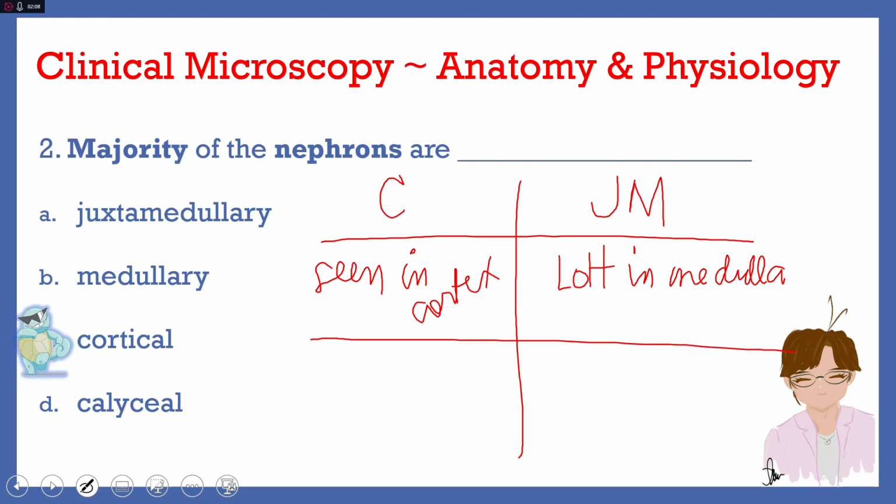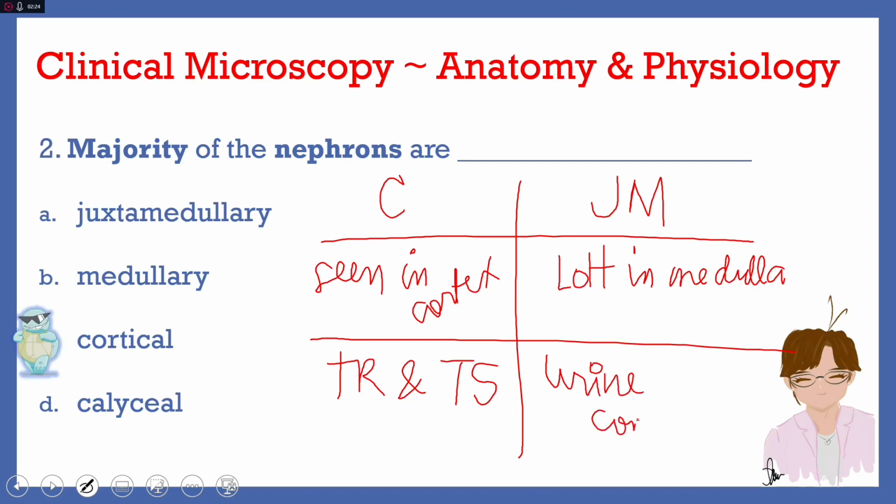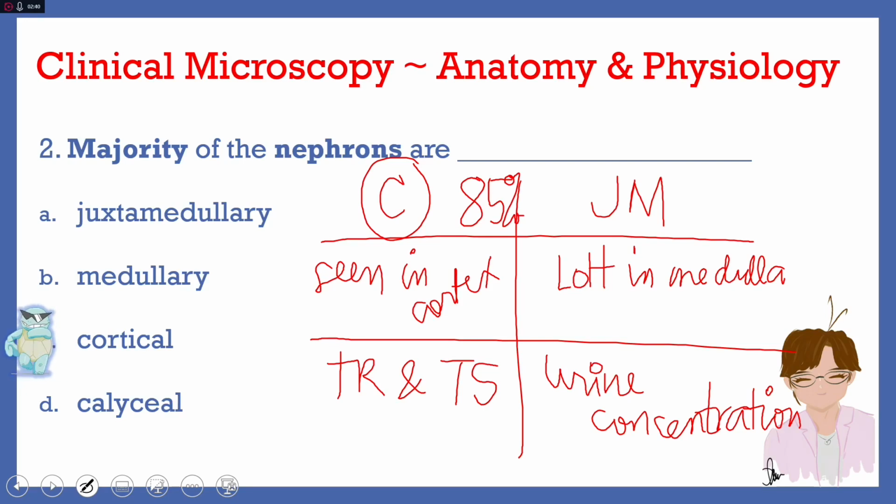Another difference between these two types of nephrons will be their function. The cortical nephrons will be functioning for tubular reabsorption and tubular secretion, while the juxtamedullary nephrons will be used more for our so-called urine concentration. So, again, the question is the majority of the nephrons are, answer will be cortical. And that means about 85% of our nephrons are cortical nephrons found in the cortex only. And the remaining percent will be considered as juxtamedullary nephrons.